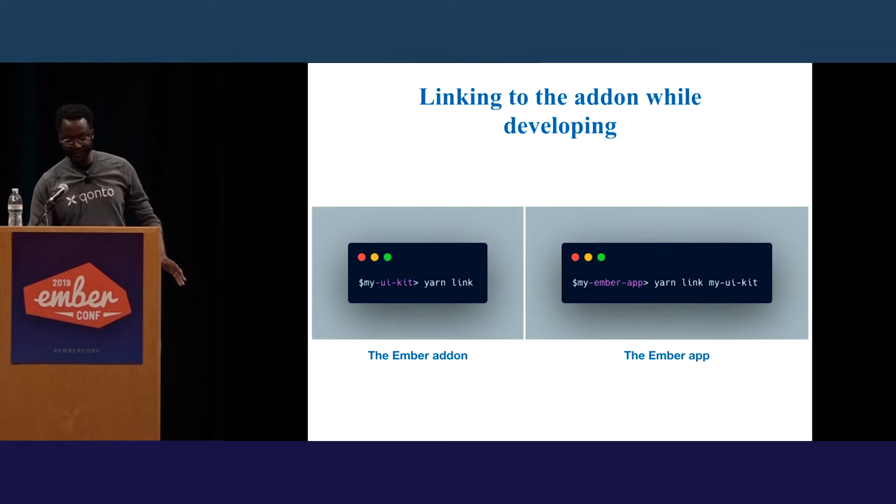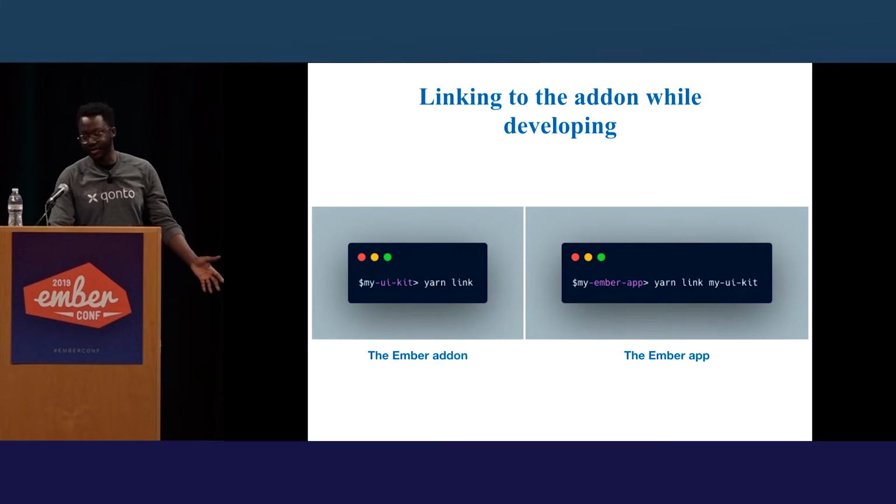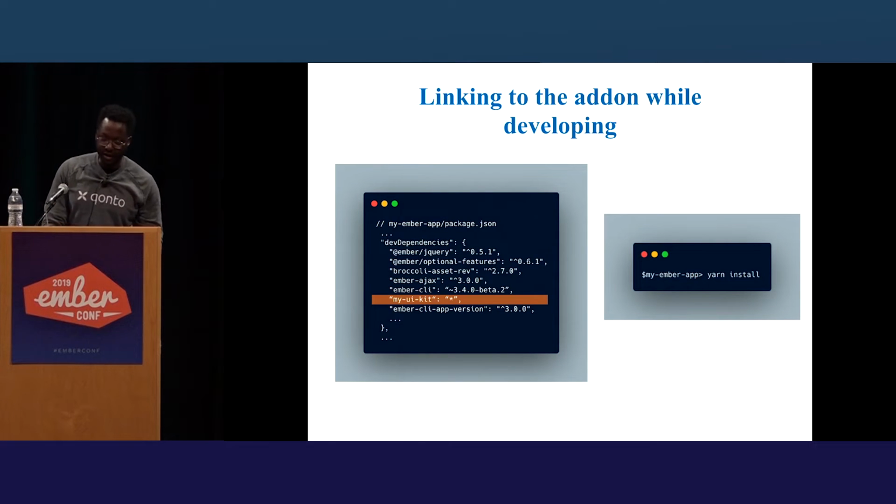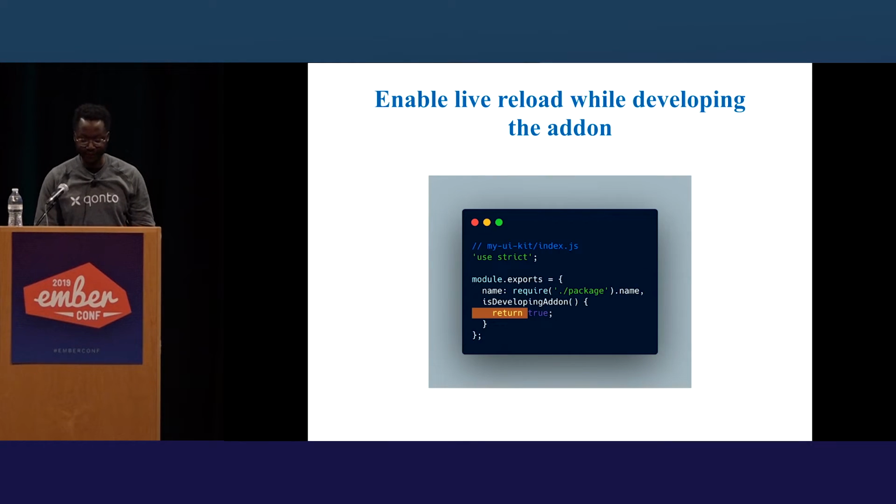Some dev tips. Use yarn link. When you use two NPM applications together, you want to be able to make changes in the add-on, see them reflected in your app instantly. So yarn link will create a symbolic link in the node module of your app that points to your add-on. Really useful. So just run two commands. Then in your app, declare your add-on name in the package.json, yarn install. It's working.